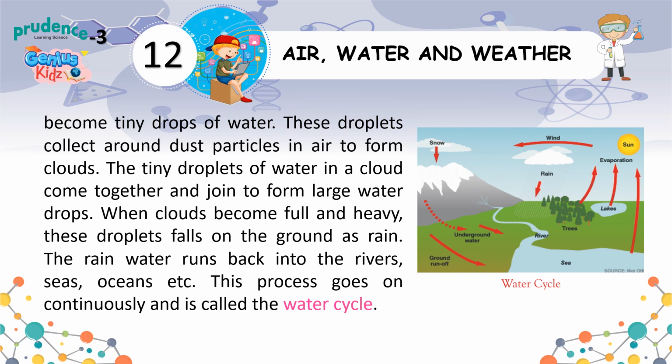The tiny droplets of water in a cloud come together and join to form large water drops. When clouds become full and heavy, these droplets fall on the ground as rain. The rainwater runs back into the rivers, seas, oceans, etc. This process goes on continuously and is called the water cycle.